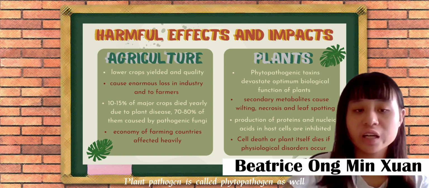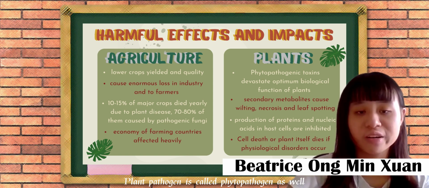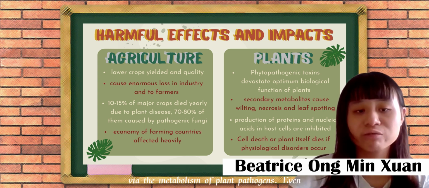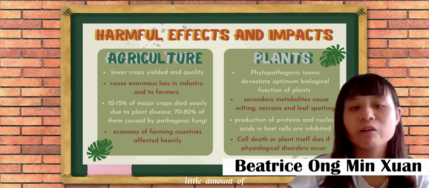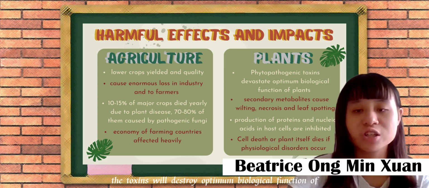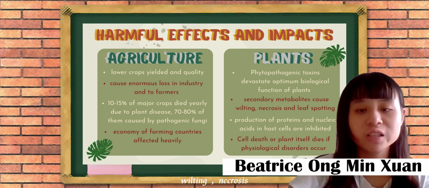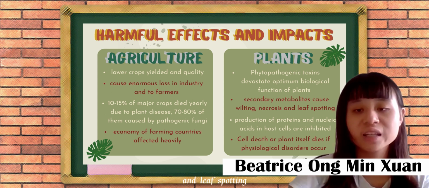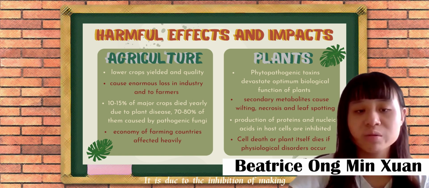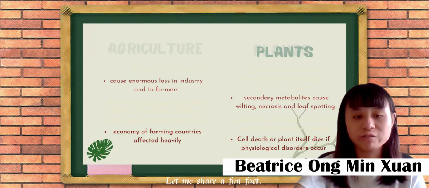Plant pathogen is called phytopathogen as well. Phytopathogenic toxins are produced via the metabolism of plant pathogens. Even a little amount of the toxins will destroy the optimum biological function of plants. They are secondary metabolites that will cause wilting, necrosis, and leaf spotting. Cell death or the death of the plant occurs if physiological disorders happen. This is due to the inhibition of making proteins and nucleic acids in the host cells caused by the toxins. Let me share a fun fact.